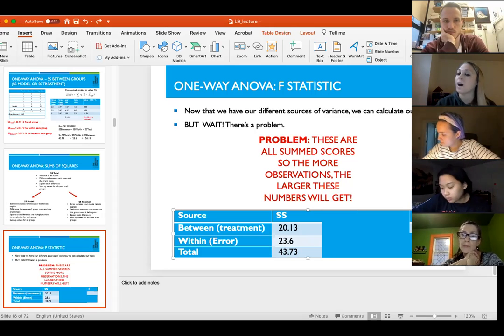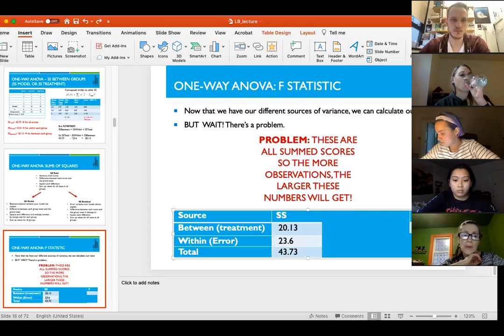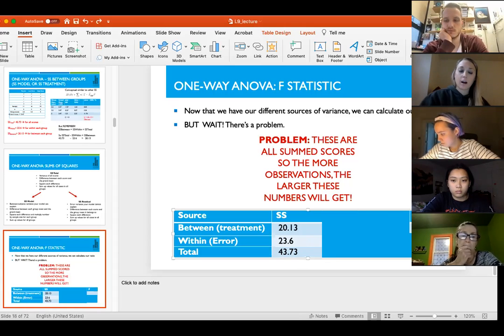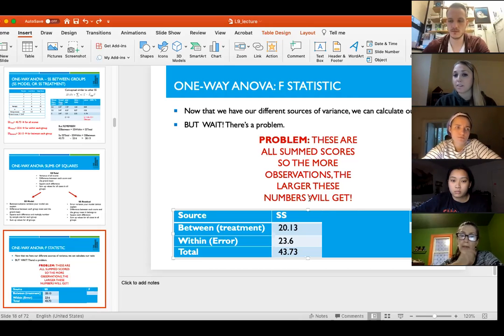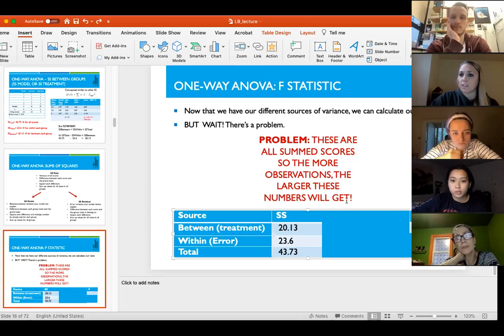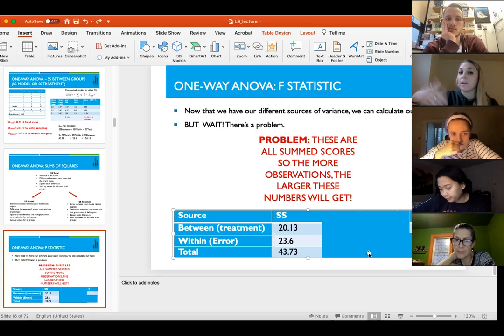Does anyone remember why we go on to variance? Why don't we just stick with sums of squares all the time? It gets inflated by the n value? Exactly, it gets inflated by n. The more observations you have, the higher your sums of squares always gets. Because we're summing these scores, the more observations we get, the larger our numbers will get, which means we're artificially inflating things.